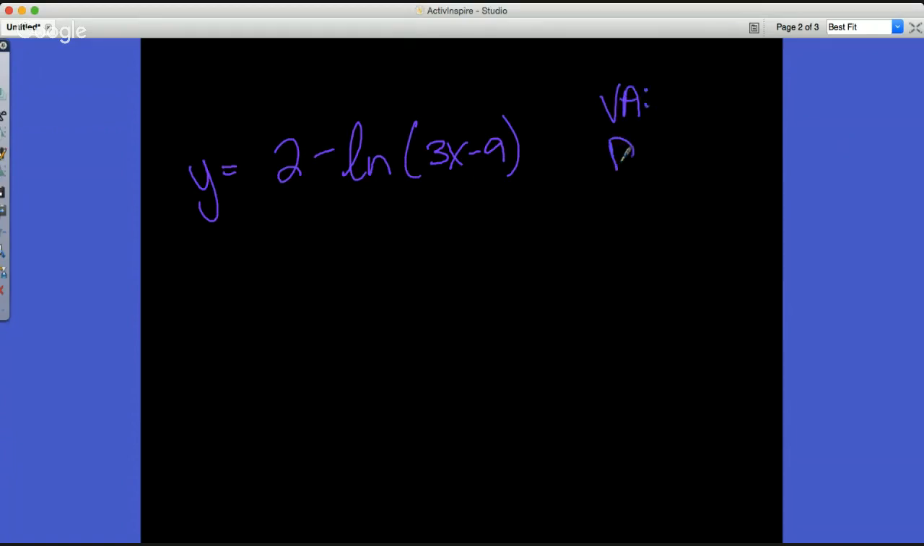All right, so we have our vertical asymptote, our domain. It wants us to also solve for the x-intercept. My word. And graph it.